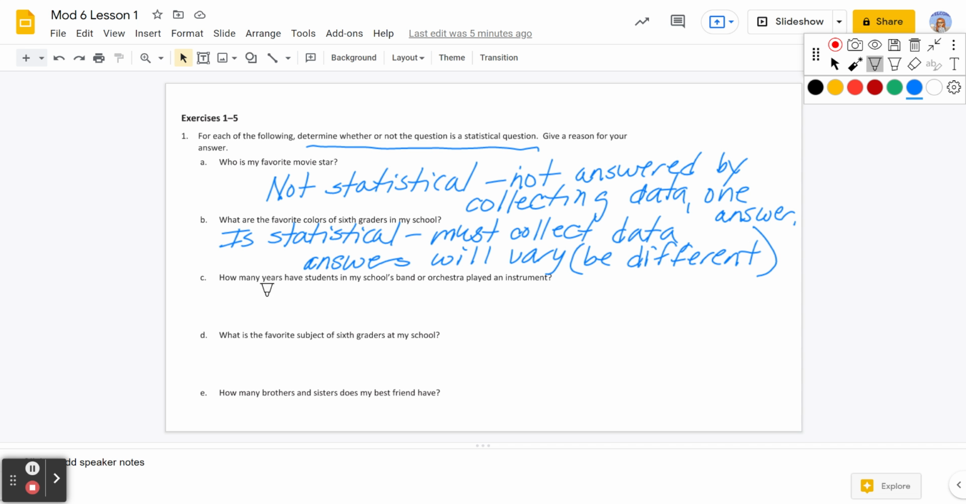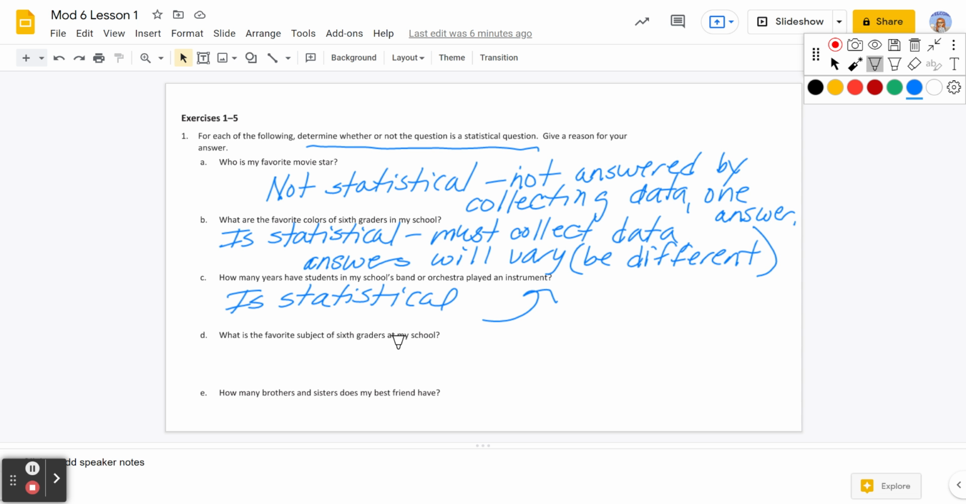All right. How many years have students in my school's band or orchestra played an instrument? So again, this one is statistical for the same reasons. I'm not going to write this statistical. Make sure I'm spelling correctly. I'm not going to rewrite this every time. So it is statistical because you must collect data and the answers will vary.